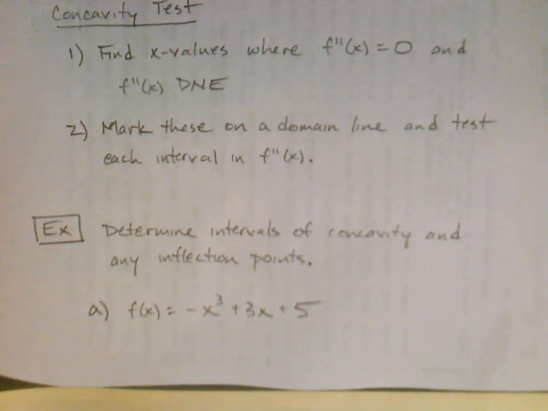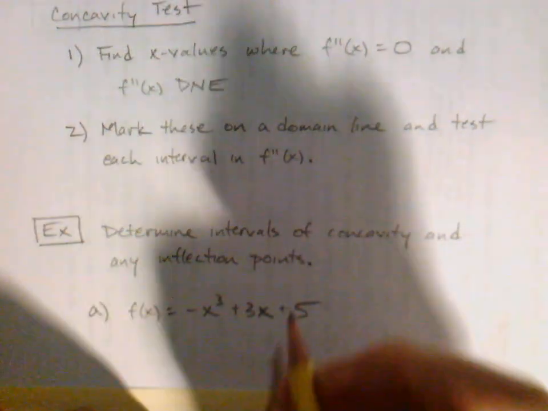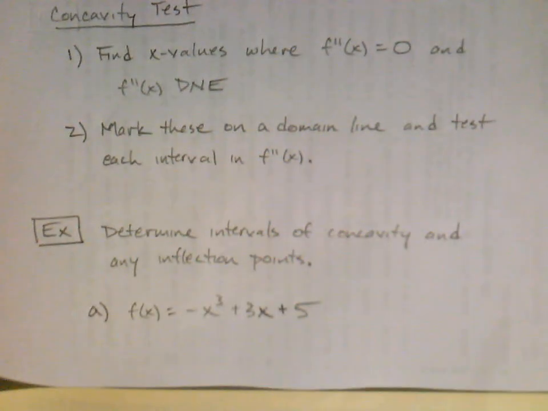F of x equals negative x to the third plus 3x plus 5. That's actually the same function. We did an example in 4.1 with this function, so it'll serve us well here also. Okay, if we're going to find the intervals of concavity, of course, we need the second derivative.